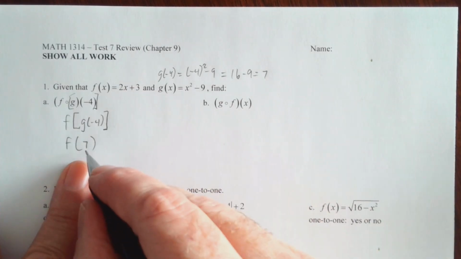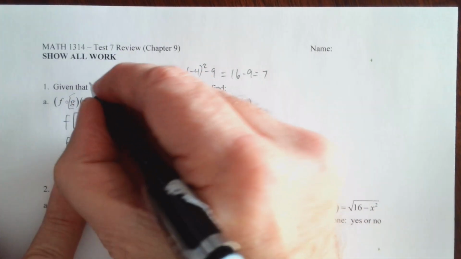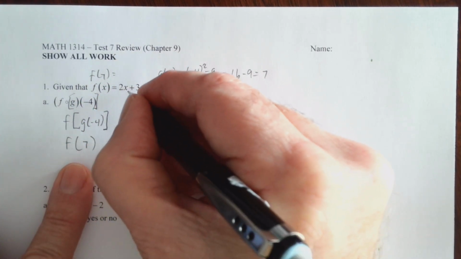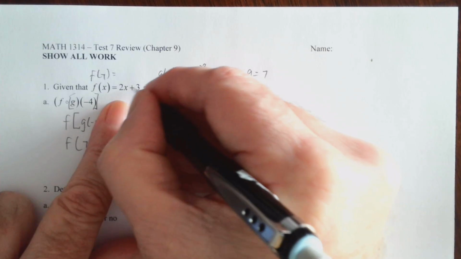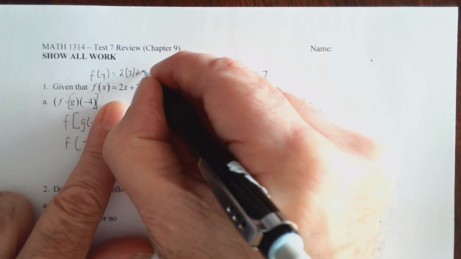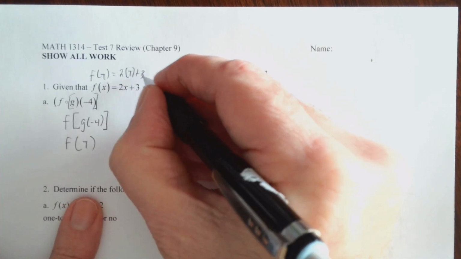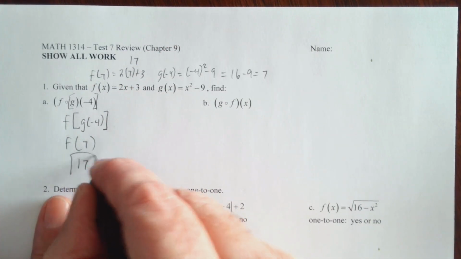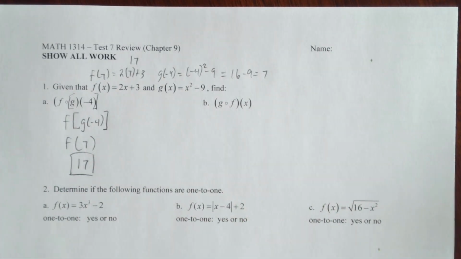So now you can see we're plugging 7 into the f function. I'll do that right here. The f function doubles your input and adds 3. So it'll be 2 times 7 plus 3. That's 14 plus 3, which is 17. And so our final answer is 17.